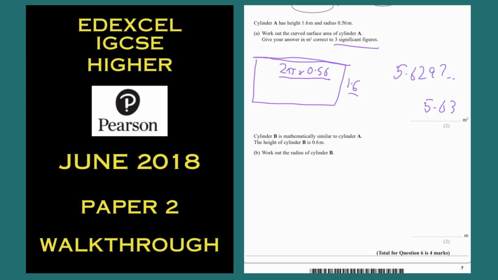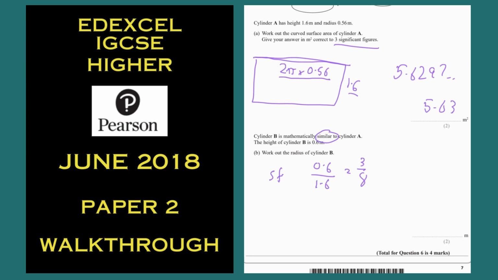They are mathematically similar. Alright, the height of cylinder B is 0.6. So we can say that the scale factor is 0.6 over 1.6. You could have it upside down, because don't forget, when you've got scale factor, you could be looking from A to B or B to A. Doesn't matter. Alright, no one really cares. So in this case, 3/8 is what your calculator spits out. That's my multiplier going from big to small.